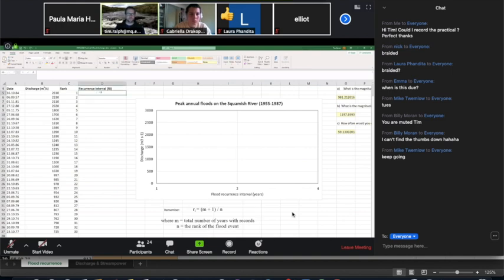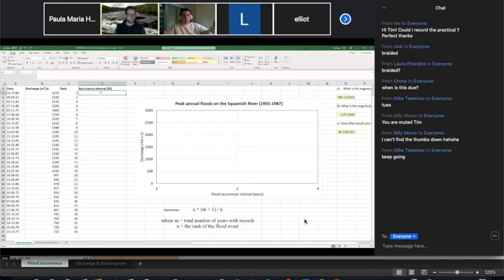We want to calculate the recurrence interval. So the equation there is the total number of years with records. So here we have 33 years of records, plus 1, divided by the rank of that particular flood event. So why do we add 1? Well, if we used just the years of record, one of these would have a value of 0 once we divided it by itself. So we don't want that. We want the total number of years plus 1 divided by the rank of that event.